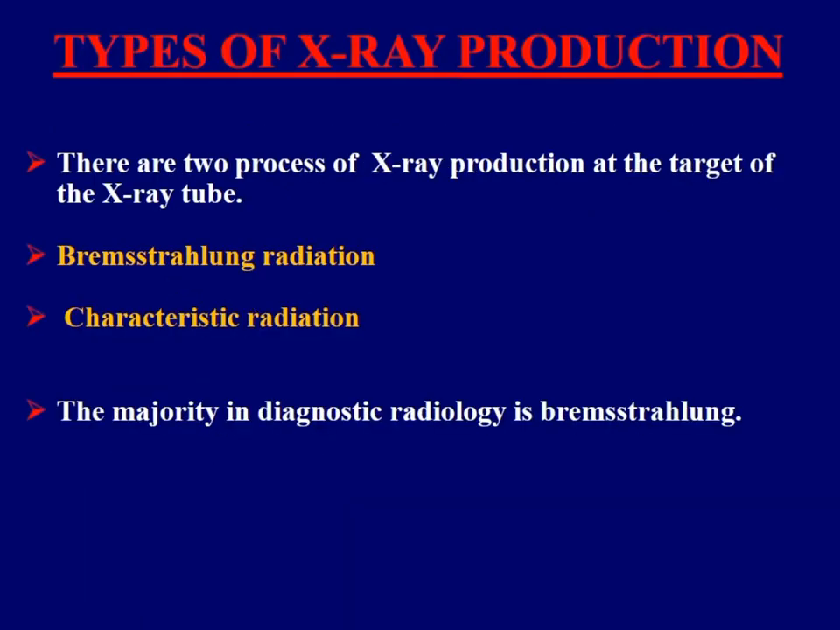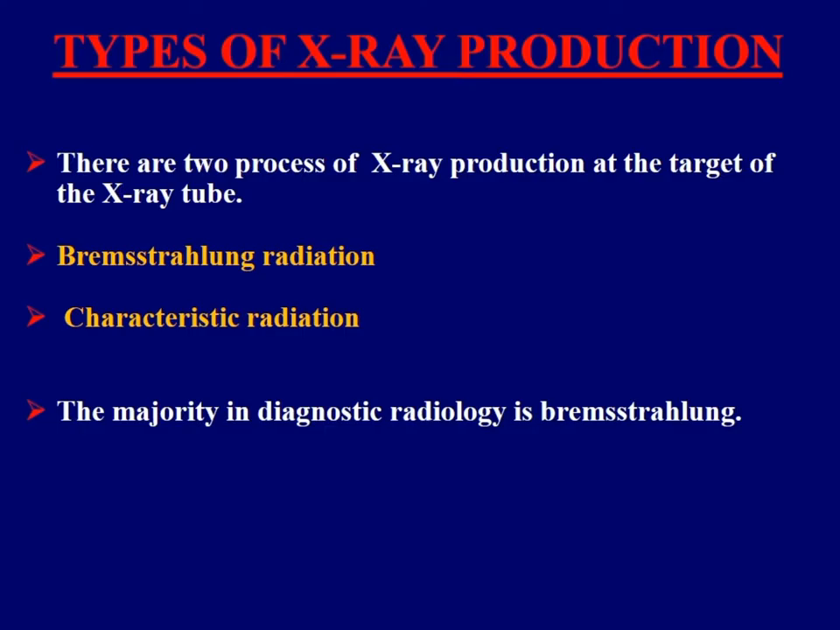Now the main topic comes, which is types of X-ray production. How X-rays are produced and what are the different processes from which X-rays can be produced. So there are mainly 2 different processes from which X-rays are produced: X-rays produced due to Bremsstrahlung scattering, and the next is characteristic X-rays. In the majority of cases, the X-rays which are used in diagnostic radiology are Bremsstrahlung X-rays.